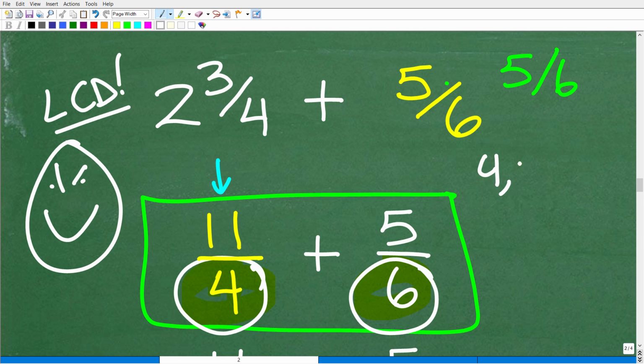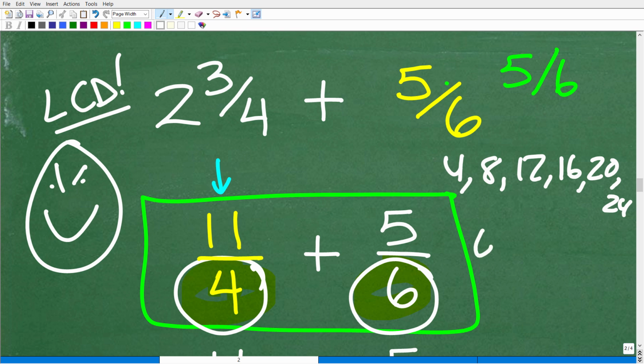Well, 4 times 1 is 4. 4 times 2 is 8. 4 times 3 is 12. 4 times 4 is 16. Matter of fact, I should do this right here to really make this point. So 4, 8, 12, 16. So this is 4 times 4. 4 times 5 is 20. And then 4 times 6 is 24. Okay, how about 6? Multiples of 6, that's 6.